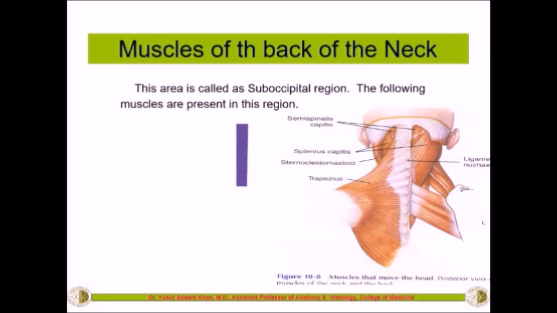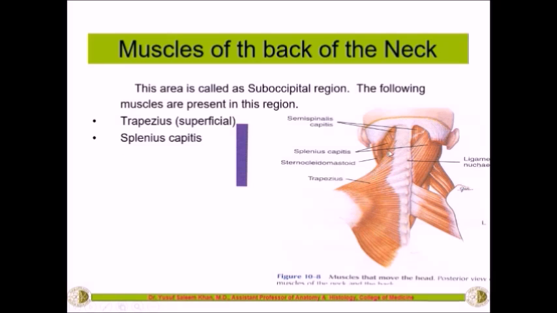Now coming to the muscles of the back. We'll discuss the muscles of the back because there is also a triangle there. This area is called the suboccipital region, and the following muscles are present in the back. Superficially, one is the trapezius. This is the muscle we have been discussing for a long time, the large fan-shaped muscle called the trapezius.